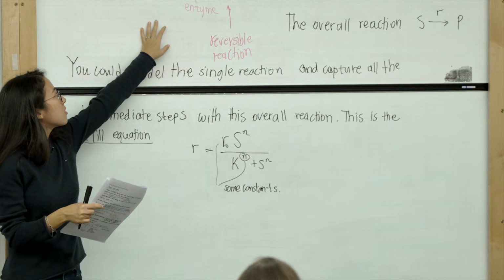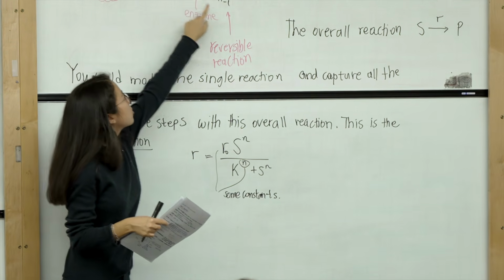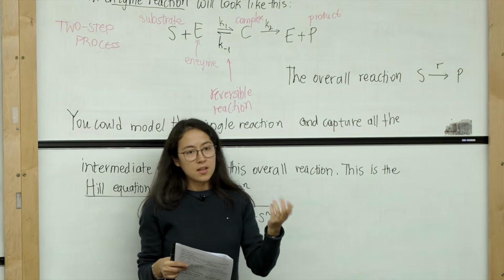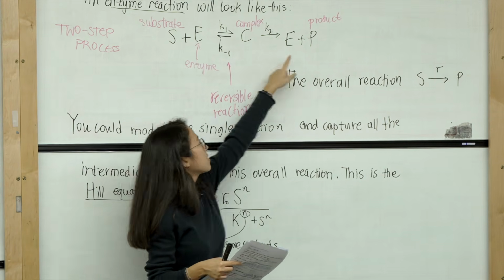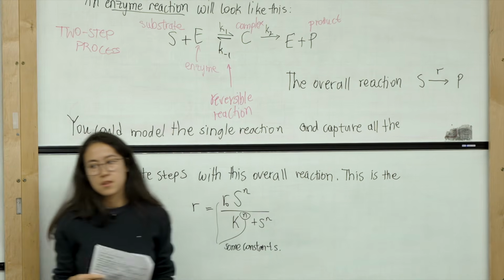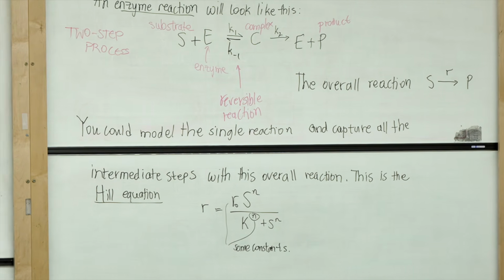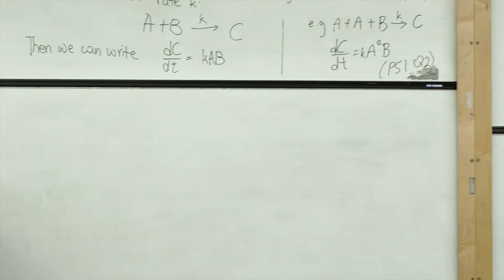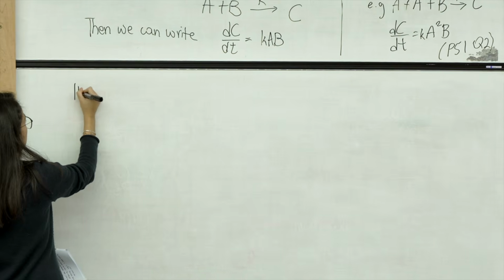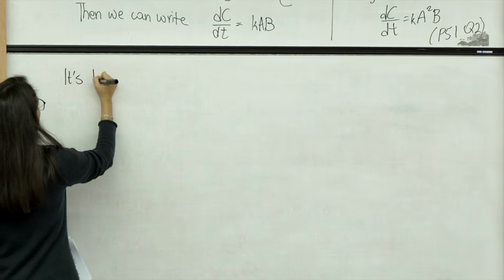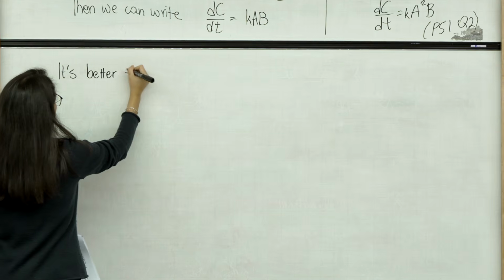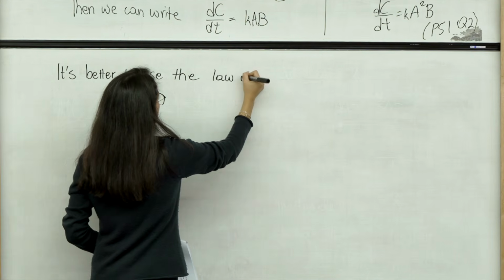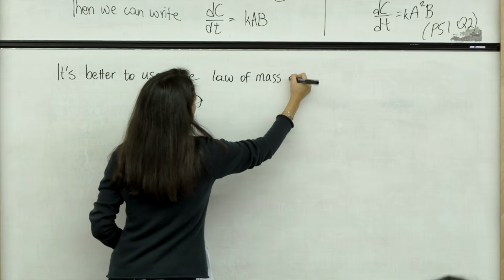So from this, you should expect to have 1, 2, 3, 4 different differential equations, right? I should be able to tell you how the substrate, the enzyme, the complex, and the product change with time. And for that, we will use this notion of law of mass action. So I will use it on this board over here so that you have it in front of you. So it's better, instead of doing that thing with the Hill equation, to use the law of mass action.